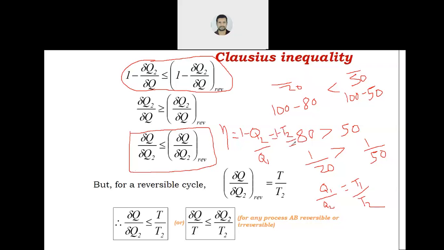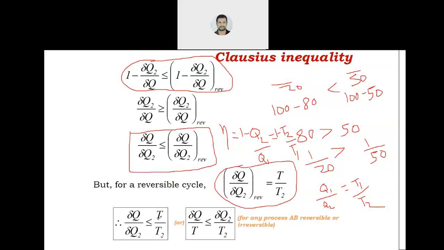Correct? Same thing we are doing here, replacing the Q with temperature. Now this is correct only for the case of a reversible cycle. So when we talk about reversible, put this value here, so you will get dq1 by dq2. This is for the general case, meaning irreversible. General means irreversible is less than or equal to T1 by T2.